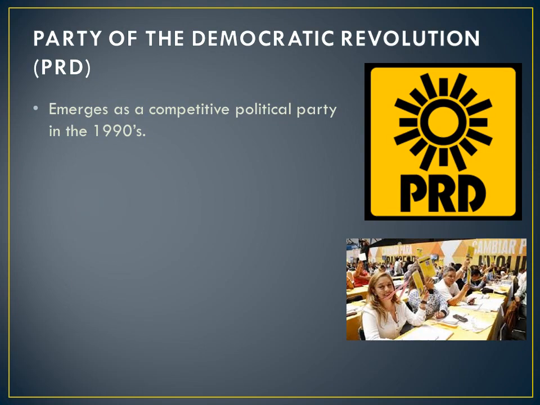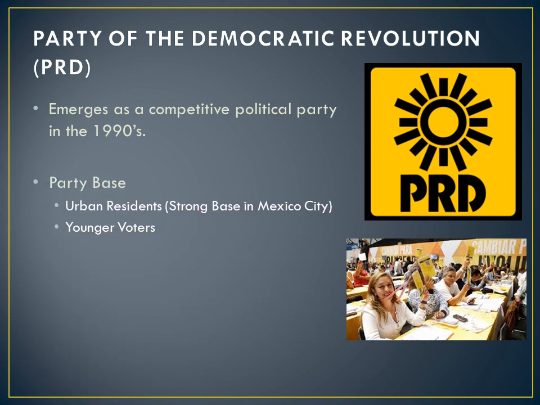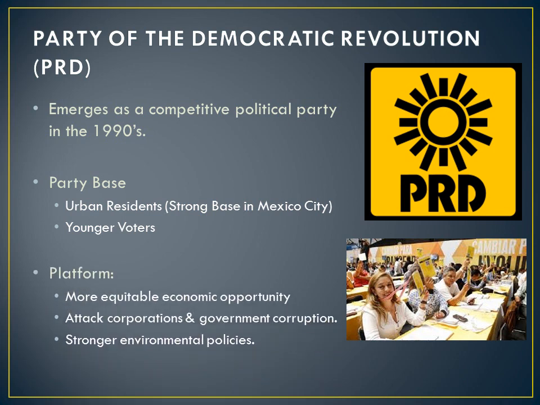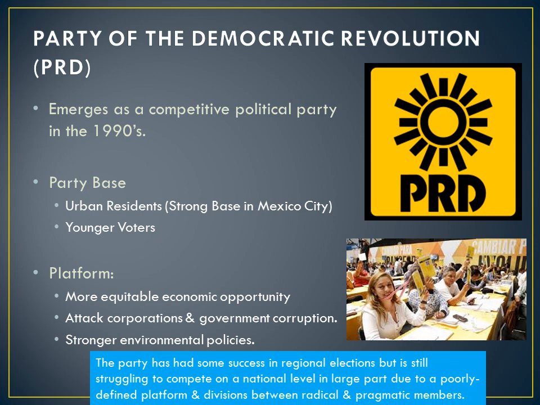In the mid-1990s, Mexico became officially a multi-party system with the emergence of the Party of the Democratic Revolution, a party that stood up for the rights of urban residents, particularly those in Mexico City, and for younger Mexican voters. The platform of the PRD was to create more equitable economic opportunities, attack corporations and government corruption, and strengthen the environmental policies that were creating mass pollution in the inner cities. The PRD, however, whilst doing well in regional elections and some municipal elections, is still struggling to compete on a national level. In large part, this is because of the poorly defined platform and divisions that exist within the party between more radical and pragmatic members.